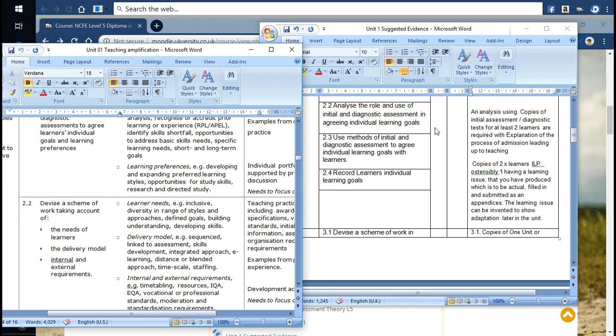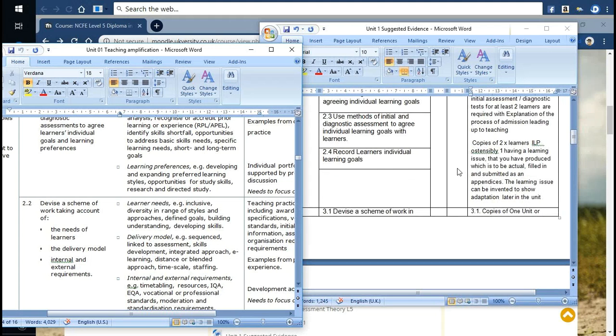So use methods of initial assessment to agree individual learning goals with the learners. So that's your learning plan. With this, I talked about what type of initial assessments I could use, what different types of diagnostic assessments, like doing mind maps, doing assessments at each unit at the beginning of the year, before each topic, and the KWL chart: what I know, what I want to know, and what I have learned. I did that as well within it. And then that will suffice exactly that, because it covers the same things.